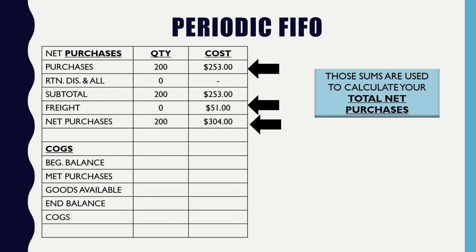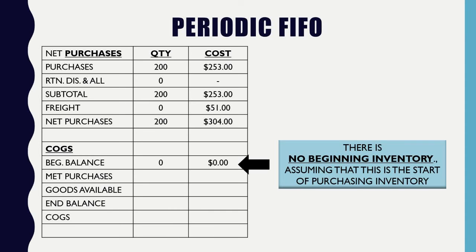So in this case, my total net purchases should be 200 at $304, which we know because we solved it from our table from above. Okay? So then what happens next is we need to now solve for our next step, which is going to be our total goods available.